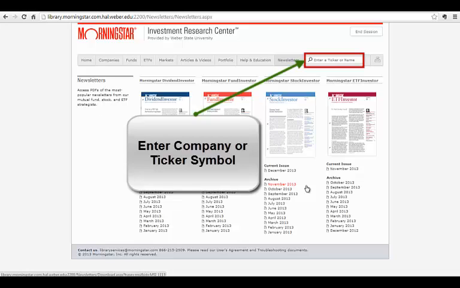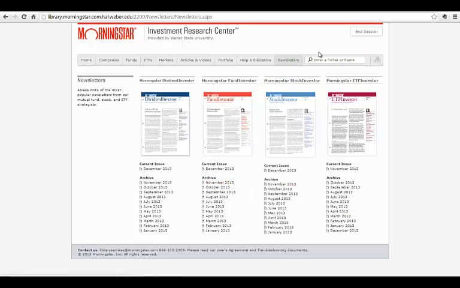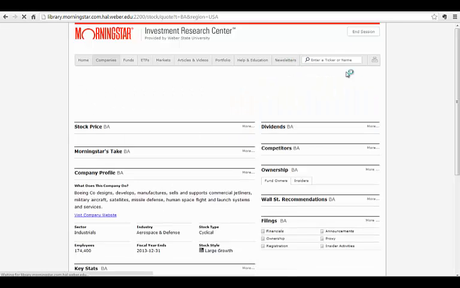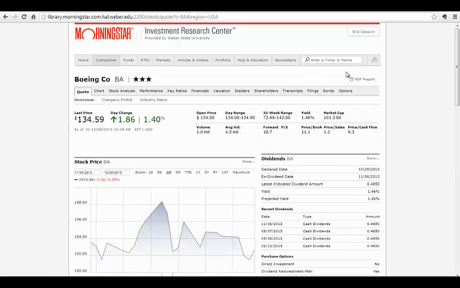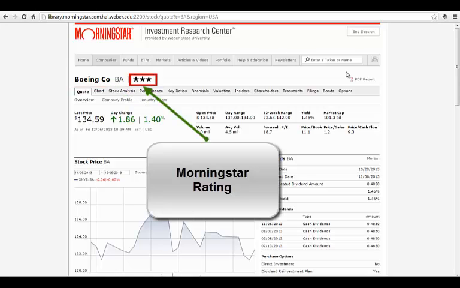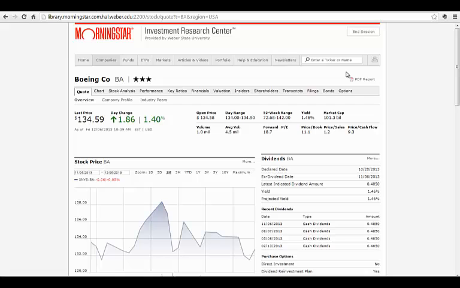To look for information about a specific company, begin by entering the company or ticker symbol. In this case, I'll search for the company Boeing, which also shows the company ticker symbol. Once this information is entered, you are presented with a general overview of the company stock. Here's the company name along with its ticker symbol. Next to that is the Morningstar rating for the company. In this case, Morningstar gives Boeing a 3-star rating out of a possible 5.